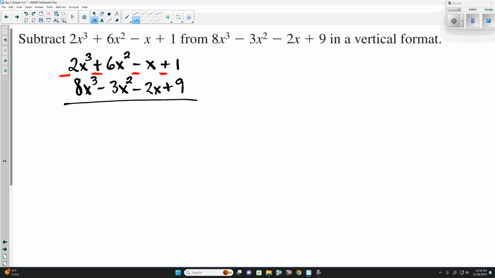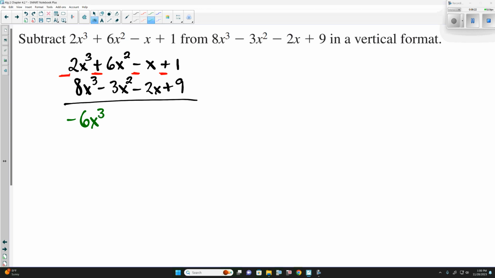Whenever I do this vertically, I do put the sign between each of the like terms as a reminder of what we're doing. We're subtracting these. So we have 2x cubed minus 8x cubed. Our 2 minus 8 would be negative 6. We still have our x cubed.